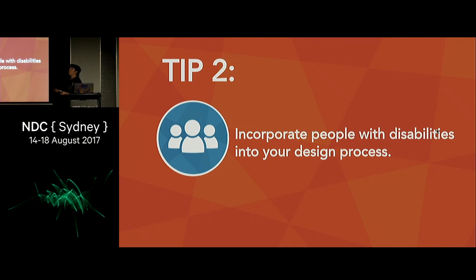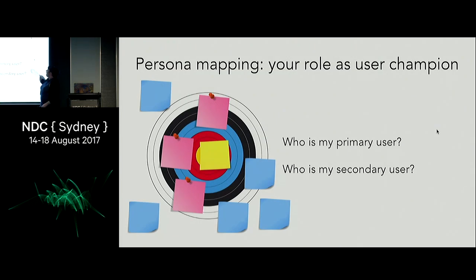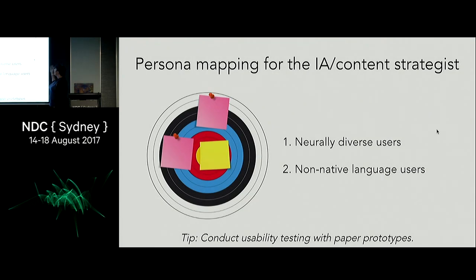Tip 2, incorporate people with disabilities into your design process. So if you're looking at it from a UX perspective, oftentimes people create a group of personas and then ask, who's my primary user and who's my secondary user? They'll focus a lot of their designs on these personas, building against the primary and secondary user. Within UX, there are different kinds of practices, and there are different kinds of disabilities that can be really well represented in the design process. For one, to start with, information architects and content strategists.